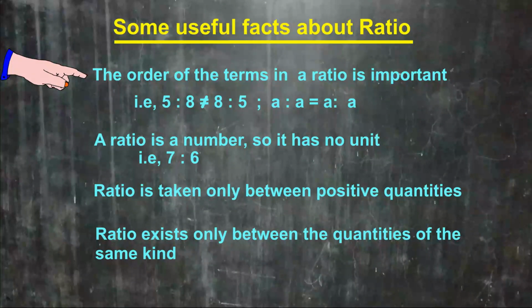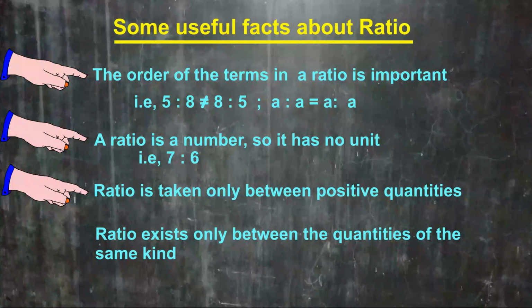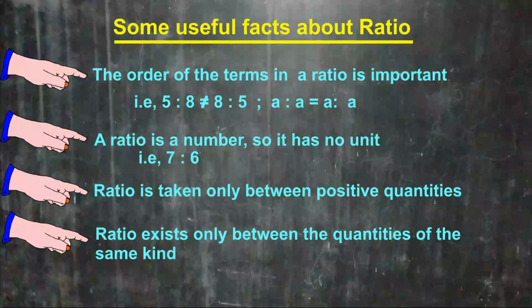Some useful facts about ratio. The order of the terms in a ratio is important. That is, 5:8 is not equal to 8:5. A ratio is a whole number, so it has no unit. That is 7:6. Ratio is taken only between positive quantities. Ratio exists only between quantities of the same kind.